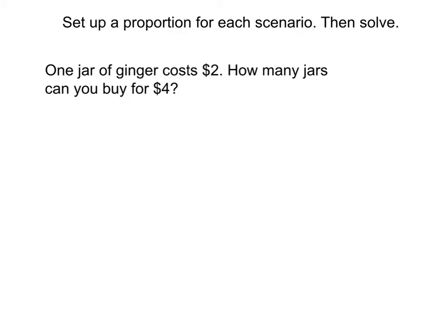Alright, that wasn't too bad. Now let's see if we could set up proportions to represent real-life scenarios. Then we're going to solve them. In this case, we have 1 jar of ginger costs $2. How many jars can you buy for $4?